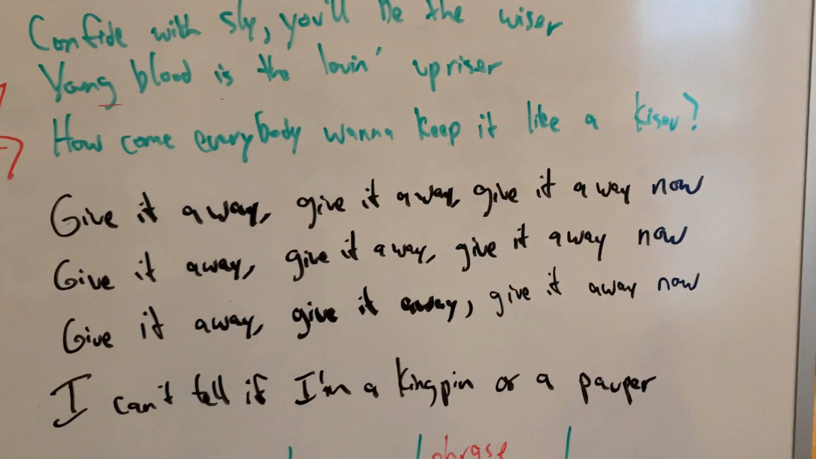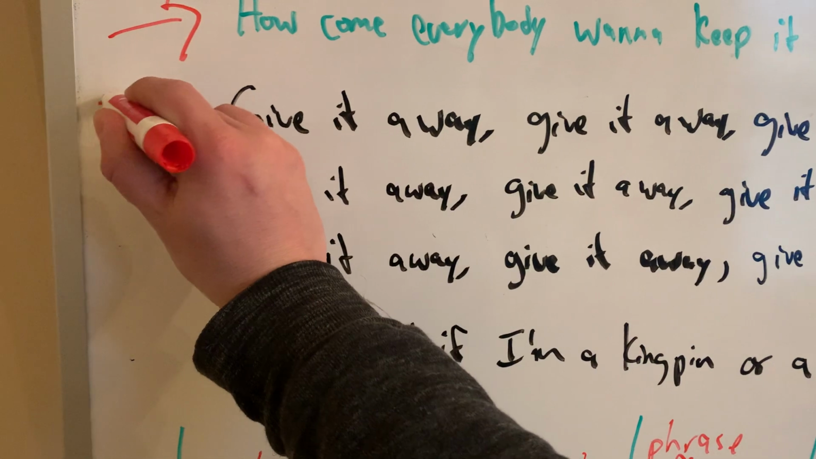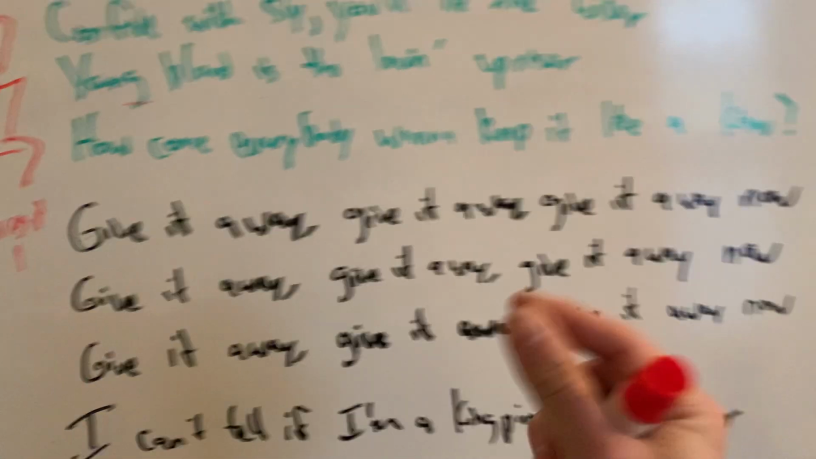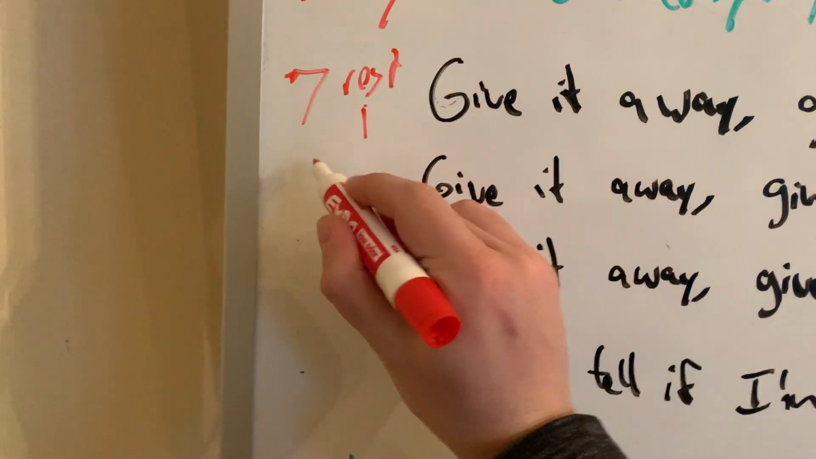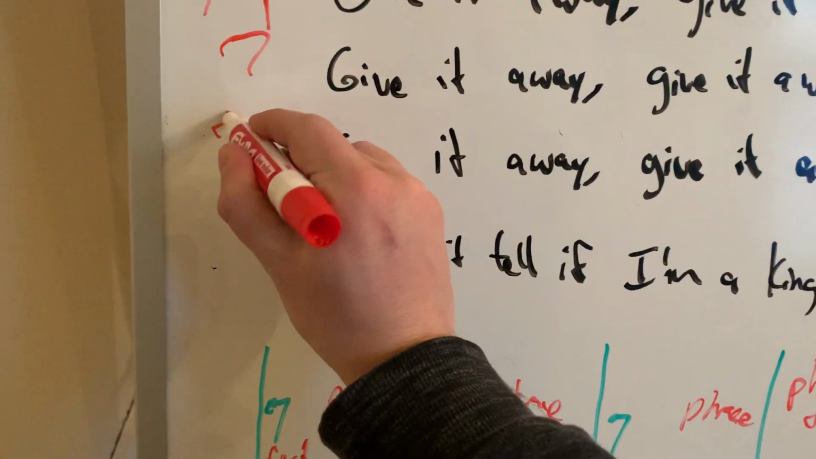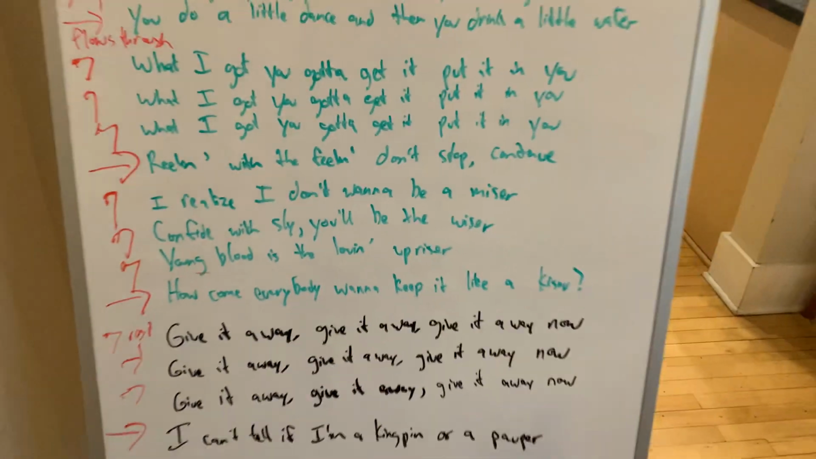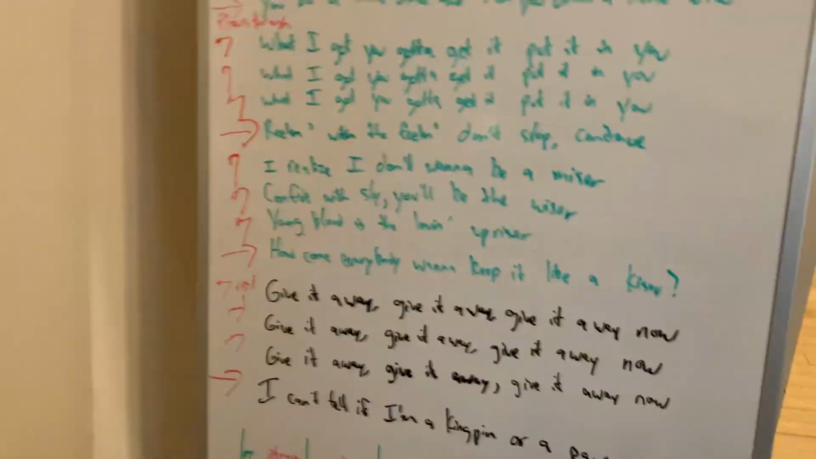So here we are in the chorus. Rest on beat 1. Give it away, give it away, give it away now. Rest, give it away, give it away, give it away now. Rest, give it away, give it away, give it away now. Flow through. I can't tell if I'm a kingpin or a papa. There it is. In the same 4 measures.